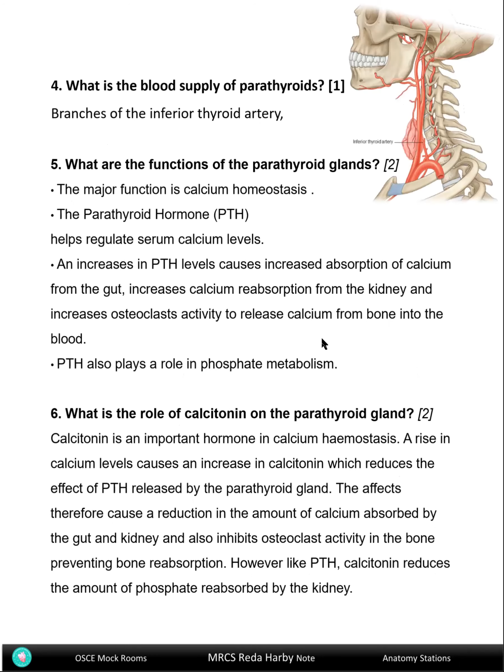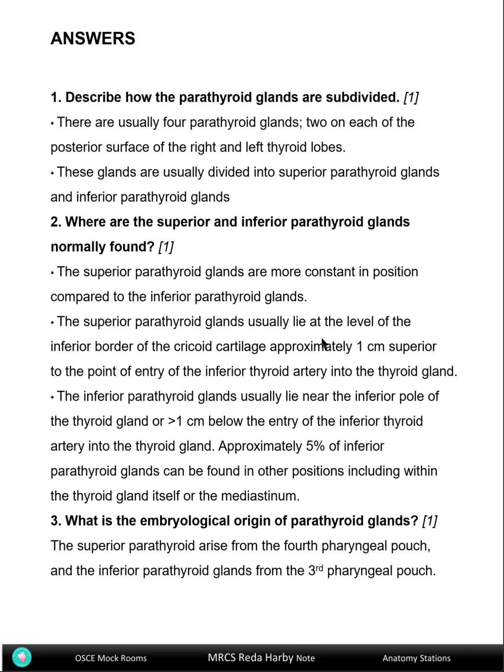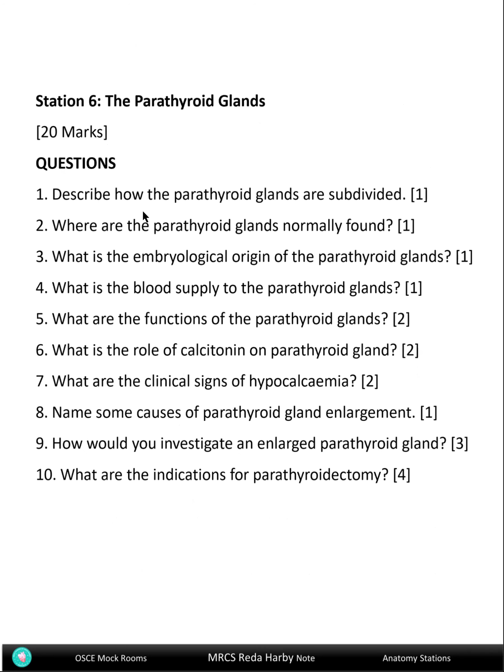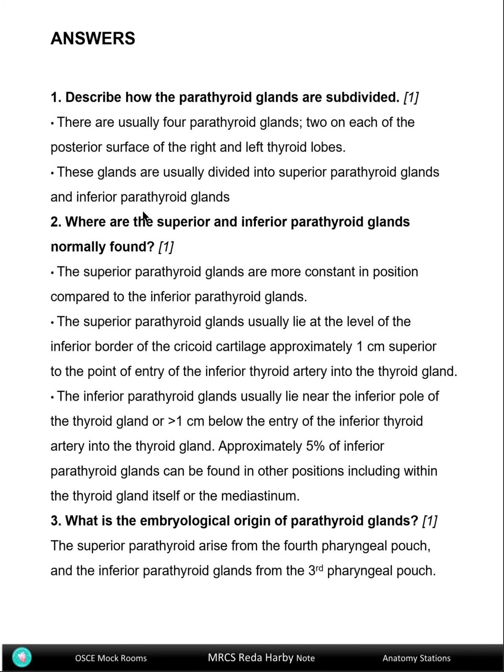What is the blood supply simply of the parathyroid? Do you know? The blood supply for the parathyroid gland is taken from the inferior thyroid artery. From the inferior thyroid artery. Okay.